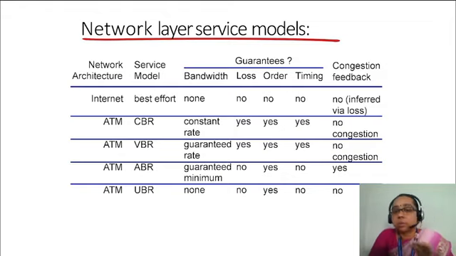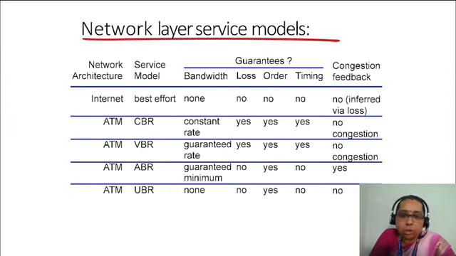The bandwidth varies based on what type of network we are using, and whether it is guaranteed or not. For bandwidth and constant rate, the bandwidth may be constant. In ATM, using VBR, the guaranteed rate is high, and the guaranteed rate is minimum with ABR. These are some of the criteria, depending on which type of network we are using.